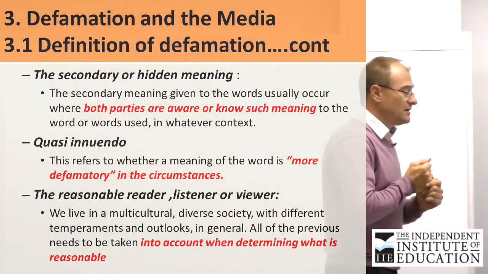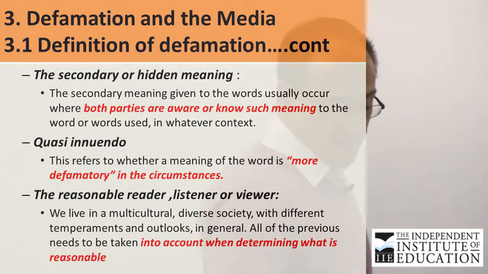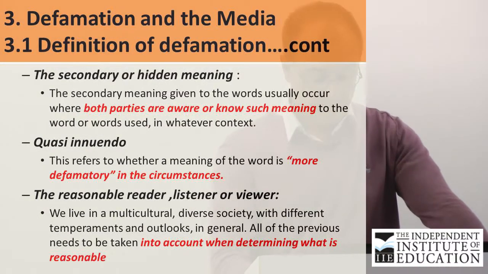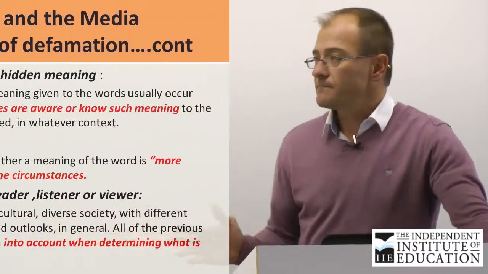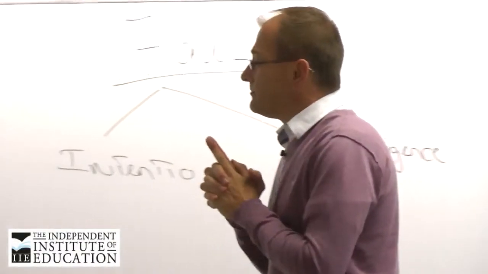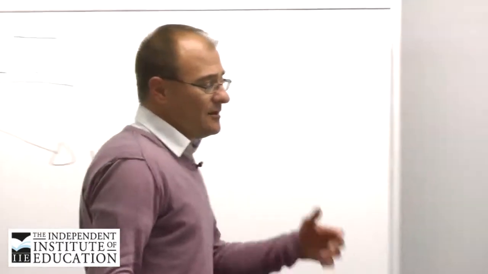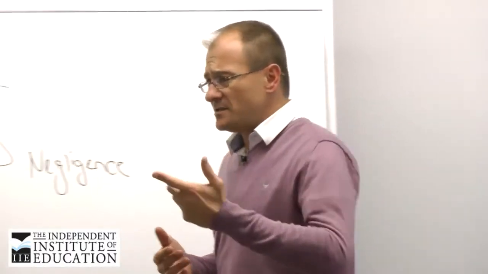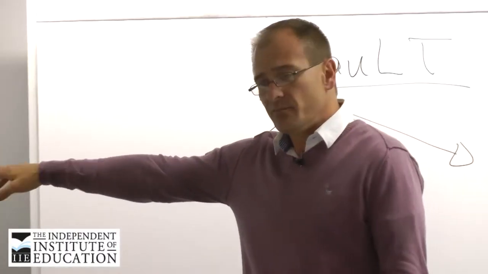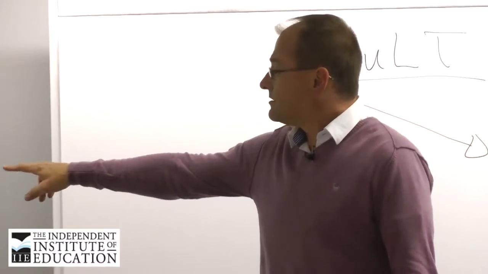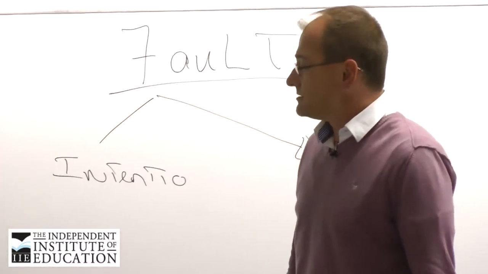Quasi-innuendo will also be in the form of a sly fox, if the words are more defamatory in certain circumstances. So when I use the example, when I talk about a sly fox and it's a real sly fox, it's not defamatory, but if I say you're a sly fox, that is a quasi-innuendo. We can put that in there as well, okay? Because it depends how the words are used in the certain circumstances.